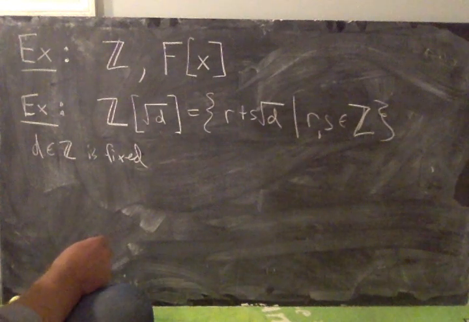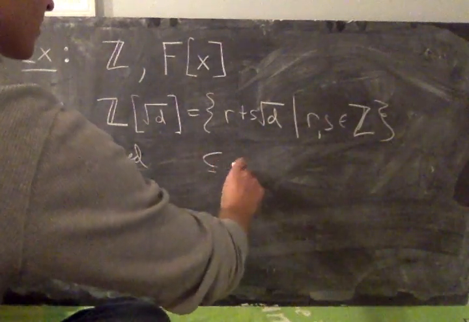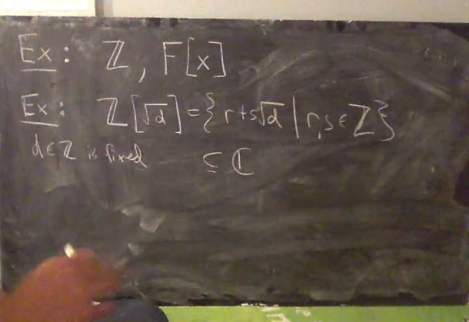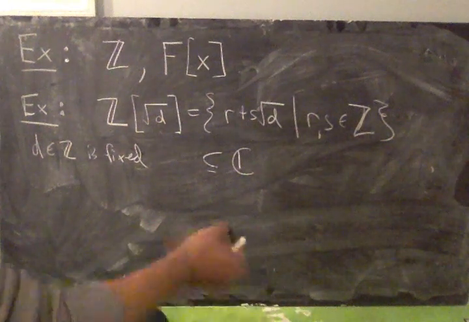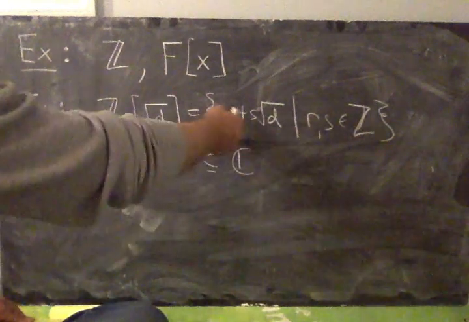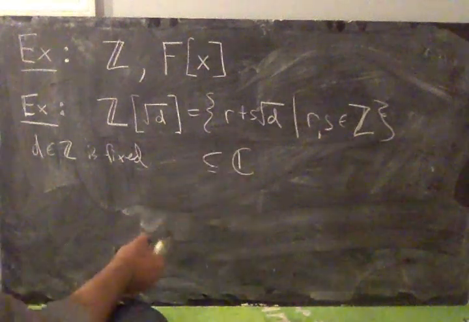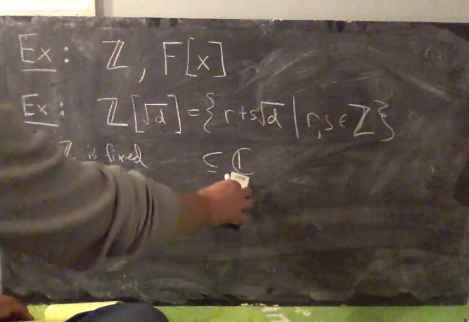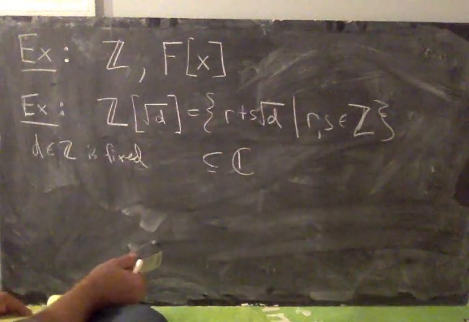What you can see is that this is always contained in the complex numbers. d could be negative here. If it's negative, it's contained in the complex numbers. If it's positive, it's contained in the reals. The difference of any two things like this is another thing like that, and the product of any two things like that is another thing like that, just by foiling. So this is a subring of the complex numbers, and the complex numbers are an integral domain, so this thing is going to be an integral domain as well.